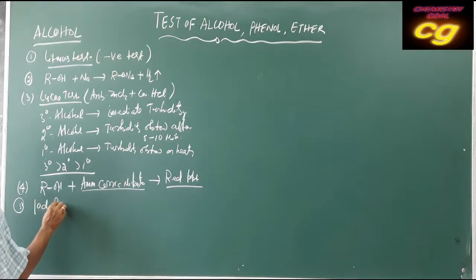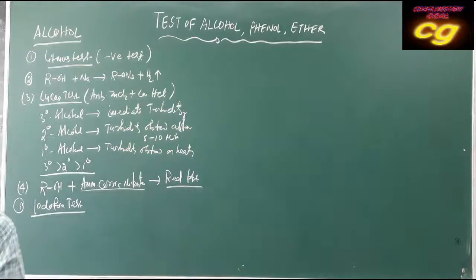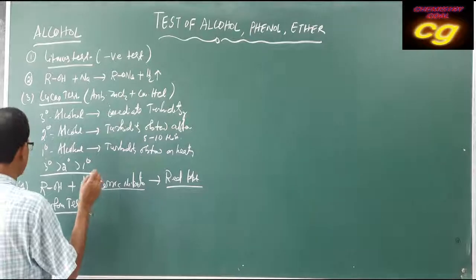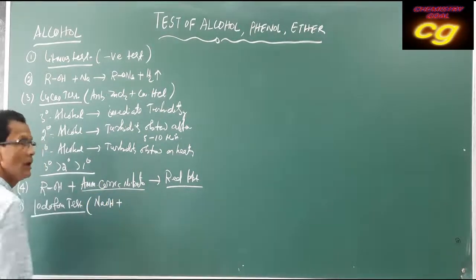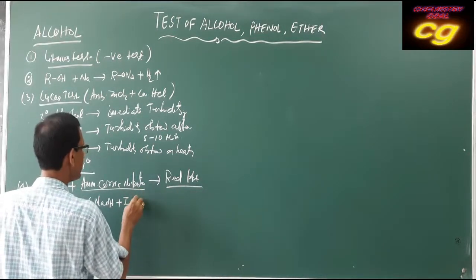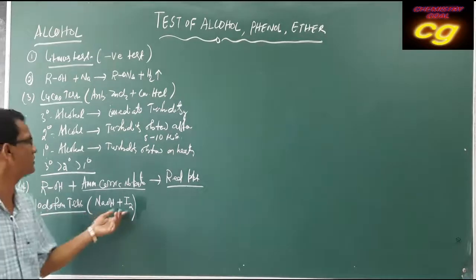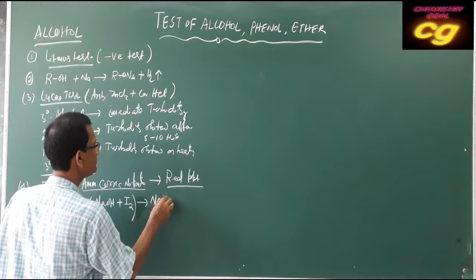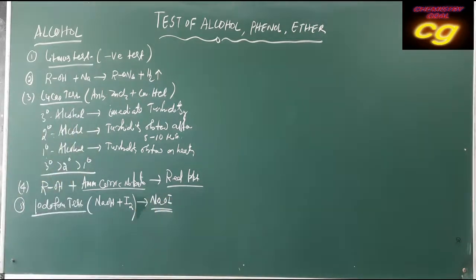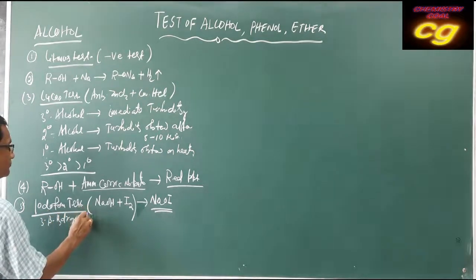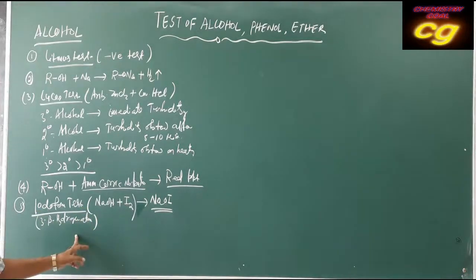Fifth one is the haloform test, or iodoform test. The reagent is sodium hydroxide and iodine. It results in the formation of NaOI, sodium hypoiodite, which acts as the oxidizing agent. Here, which alcohol gives the haloform test? Alcohol having 3 beta hydrogen atoms gives the haloform test.